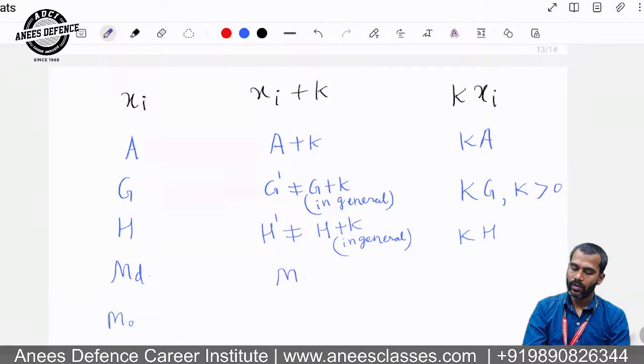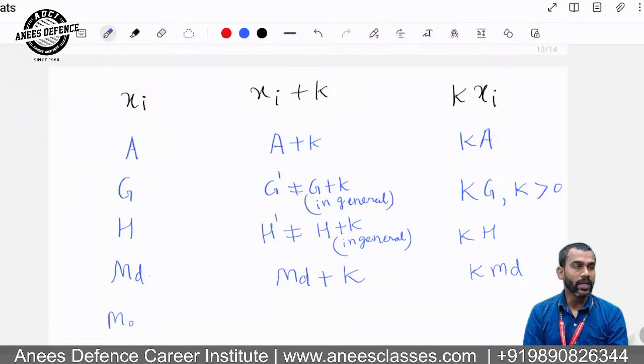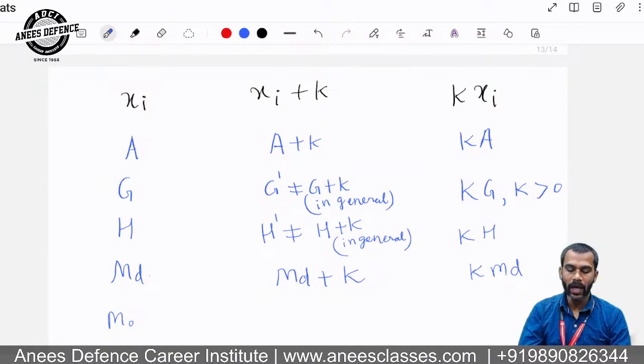Yes or no? MD plus K directly. I mean, it is similar to that of arithmetic mean. So MD plus K or K times MD. Whatever changes you make with observations, the same changes will be reflected on median and mode and arithmetic mean. Yes or no? Similarly, mode plus K and K into.